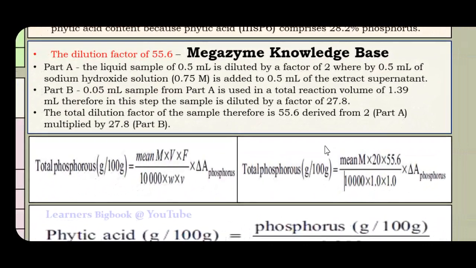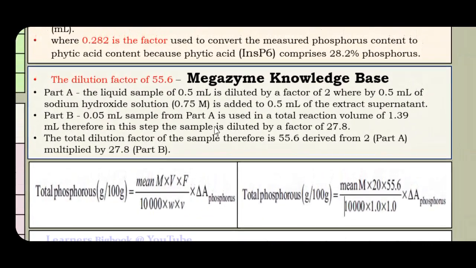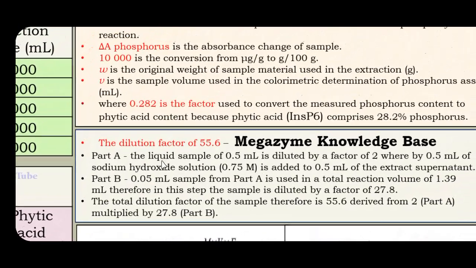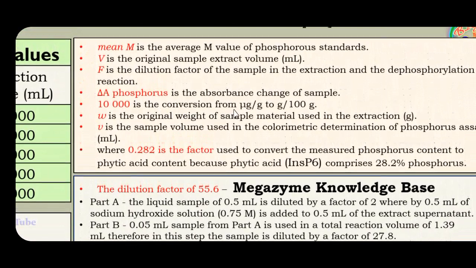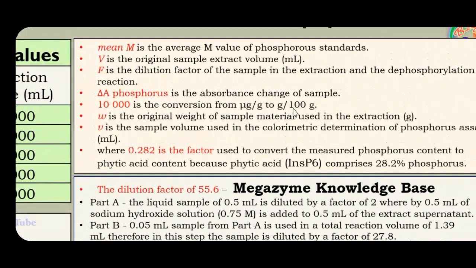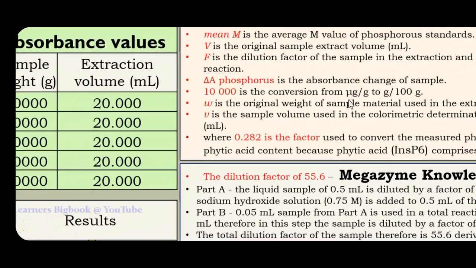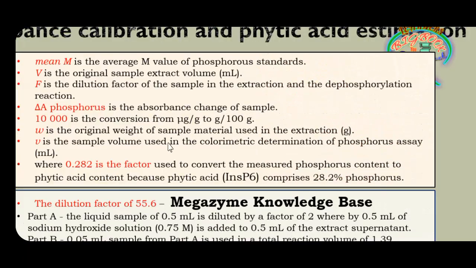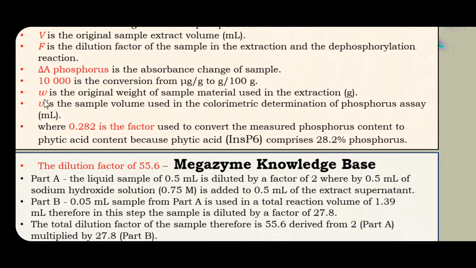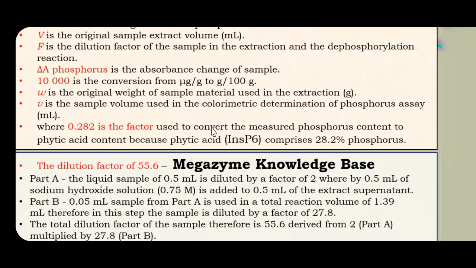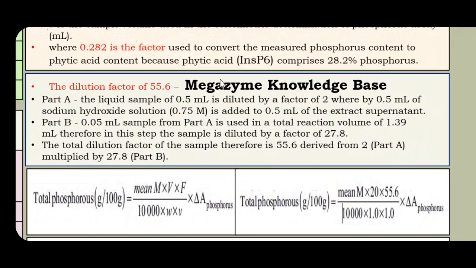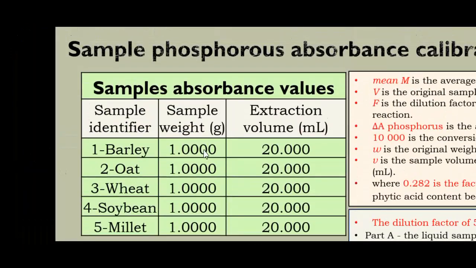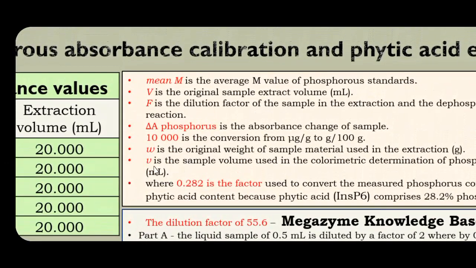And F will be the dilution factor. The dilution factor will be 55.6, that we will discuss later. And further, the 10,000 is the conversion from microgram per gram to gram per 100 gram. You know that the phosphorus absorbance, that is delta A phosphorus, is the absorbance change of sample. And further, lowercase w is the original weight of sample material, that is the 1 gram.